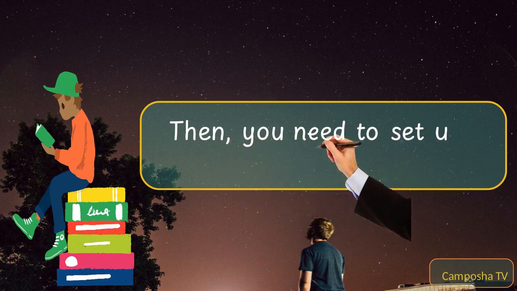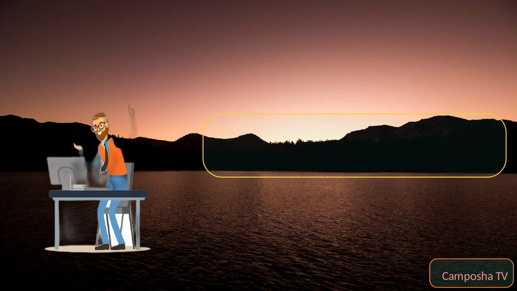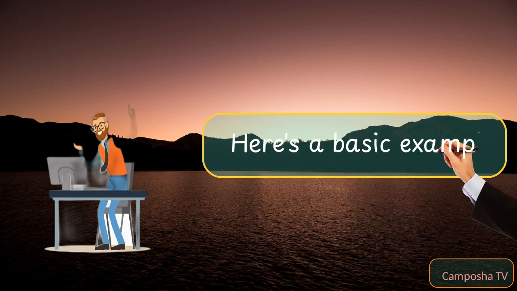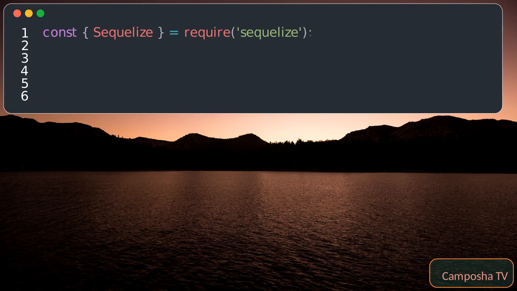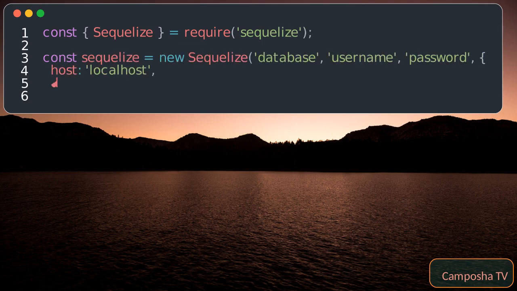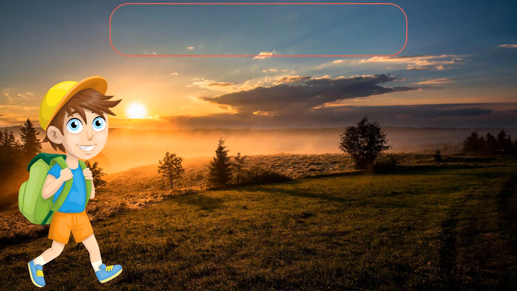Then, you need to set up a connection to your database. Here's a basic example. That seems straightforward. How do I define models in Sequelize?